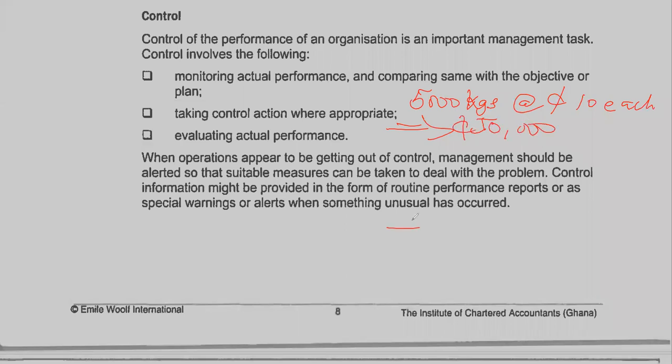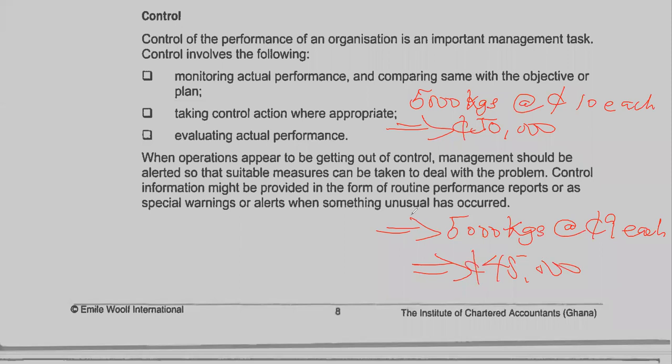But at the end of the day, I was able to buy the same 5,000 kgs of material at 9 cedis each, right? So this is where I monitor my actual performance and compare it with what I wanted to achieve. So this one ends up with 45,000. So the question here is, taking a control action when appropriate, comparing it with my objective. This was what I wanted to achieve. This is what I have achieved. What is the difference? Can I take any appropriate action? Yes. In this case, I have really achieved more than I wanted, because I wanted to spend 50,000. I ended up spending 45,000, meaning I've done very well. And controlling involves what? Evaluating my performance.